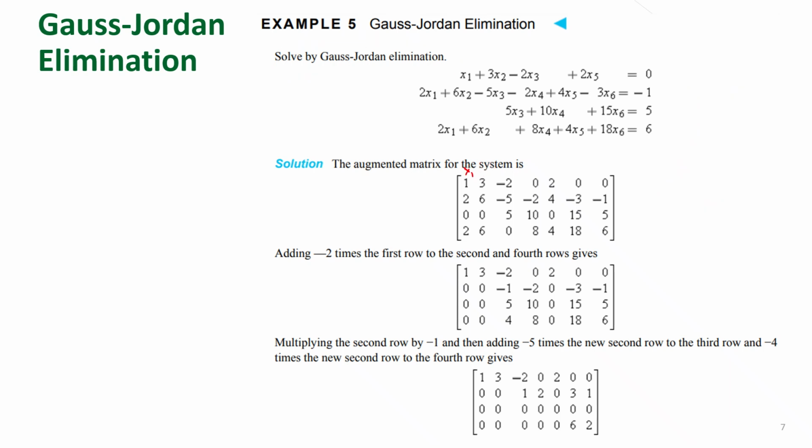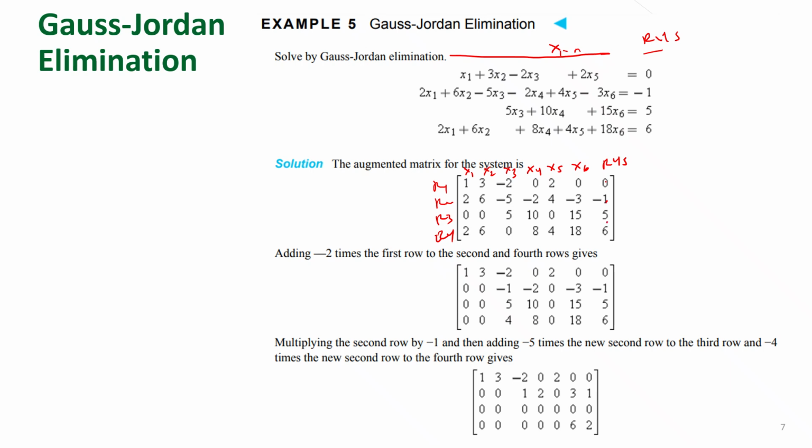This one x1, x2, x3, x4, x5, x6, and then this is the right-hand side. You want to have the x variables here, x1 until xn, and this one is the right-hand side. Okay, you see the right-hand side of the first equations, row 1, row 2, row 3, row 4: 0, -1, 5, and 6, right?